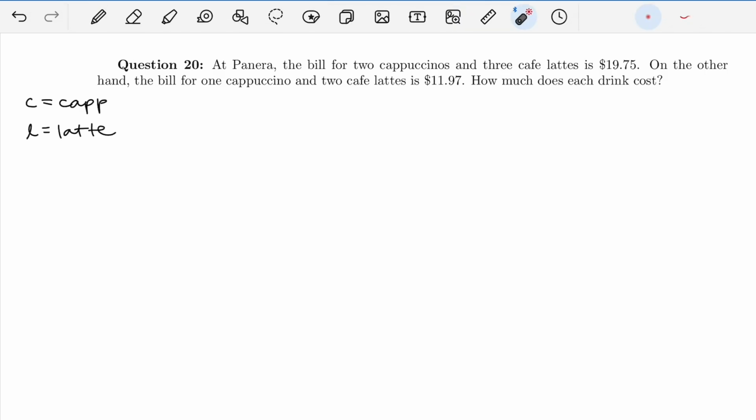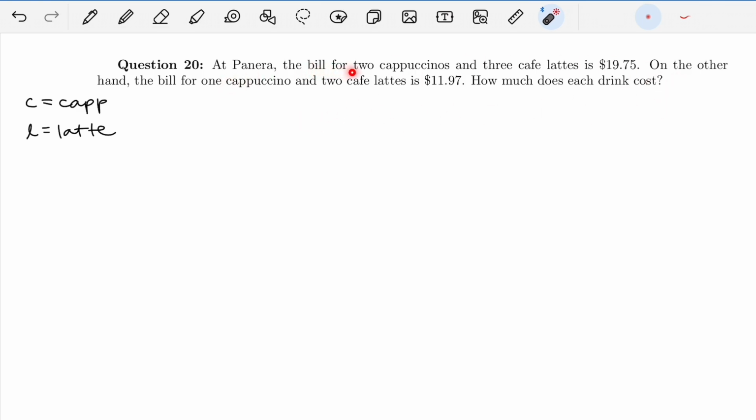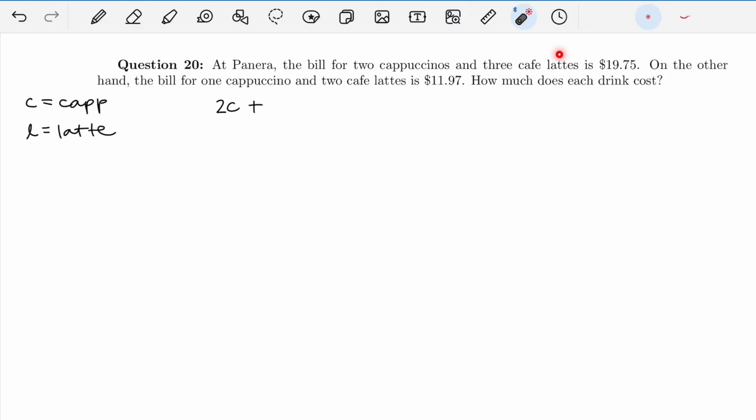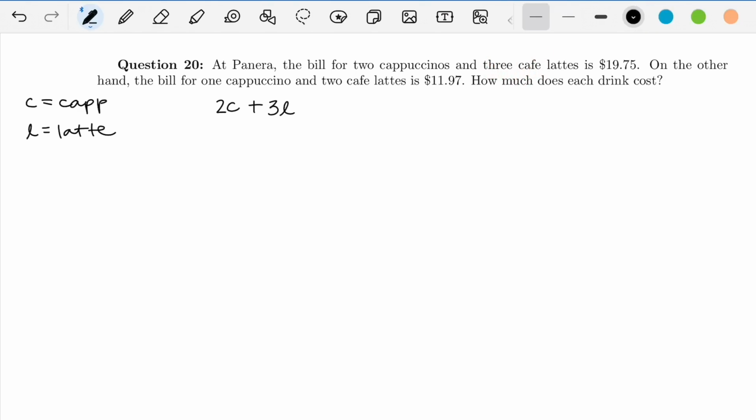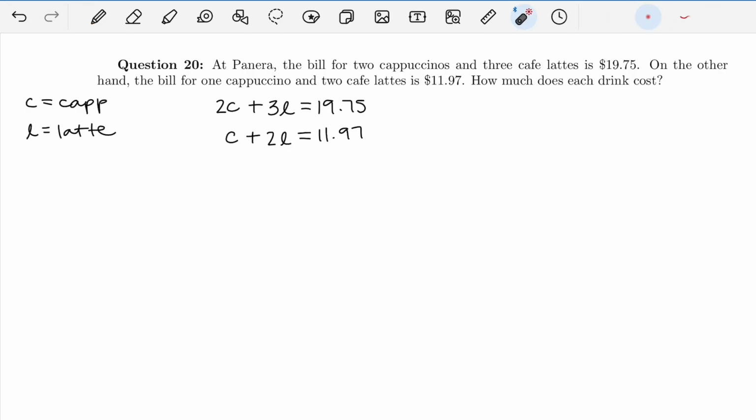Now, doing so, we can construct a system of linear equations using these variables with this information. We're told that the bill for 2 cappuccinos, so that'll be 2C, and we're going to add 3 cafe lattes, so 3L, is going to be equal to $19.75. We're also told that the bill for 1 cappuccino, so that'll just be C, and 2 cafe lattes, so 2L, is going to be $11.97. So now we have this system, and we're going to solve for our variables using the methods that we've discussed in the last several examples.